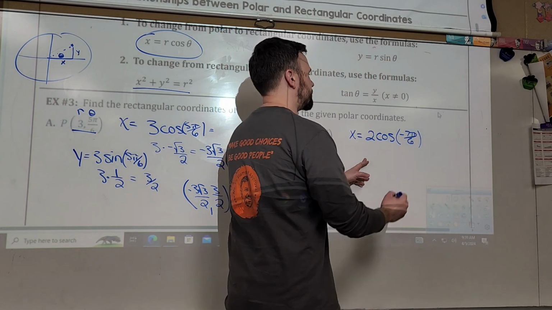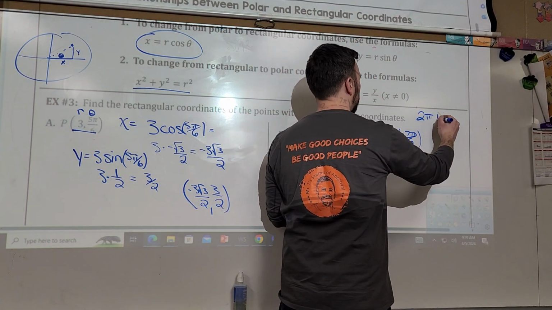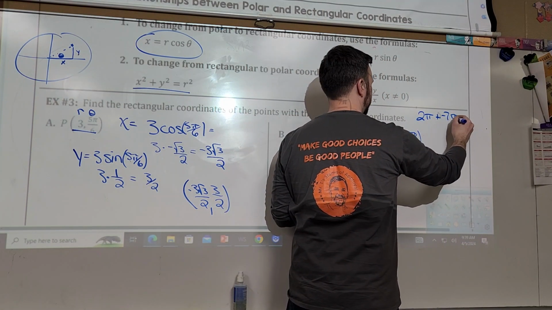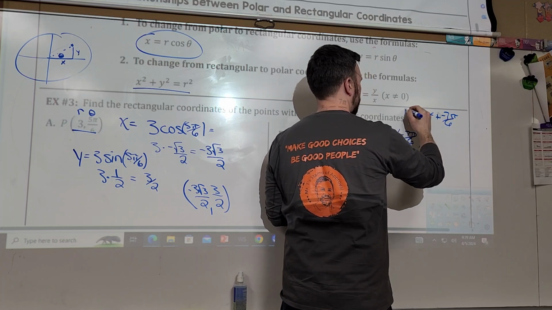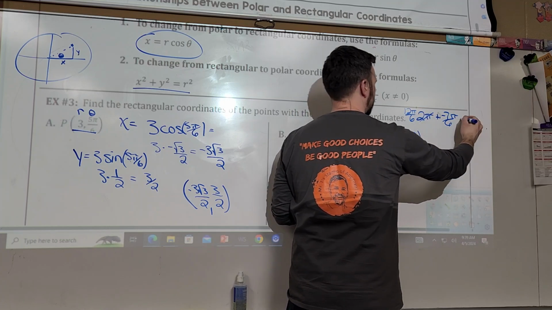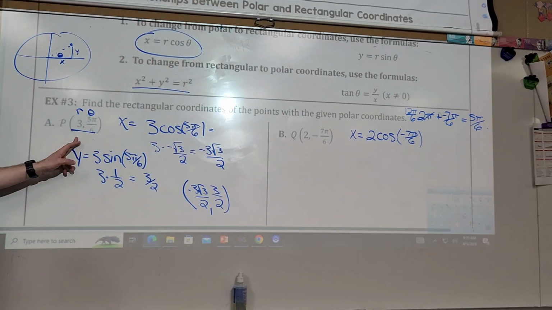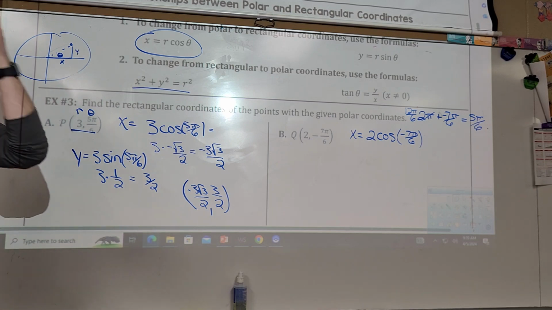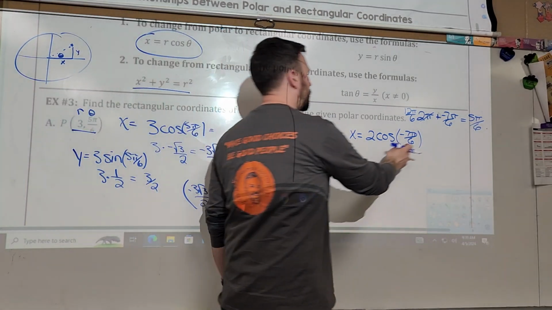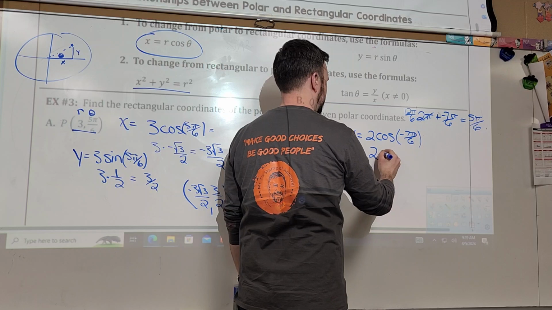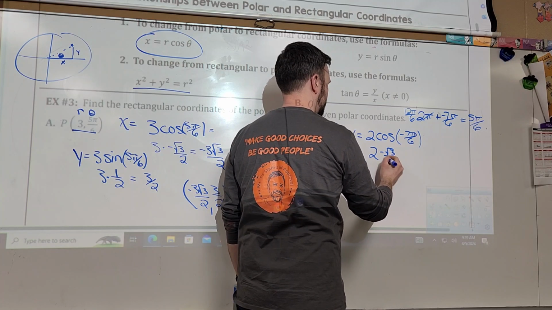If you don't see that, what else could I do? You could always add 2 pi to it, right? And that's what, 12 pi over 6? It's 5 pi over 6. Wait a second. This was 5 pi over 6. So what's cosine of that? Negative root 3 over 2.